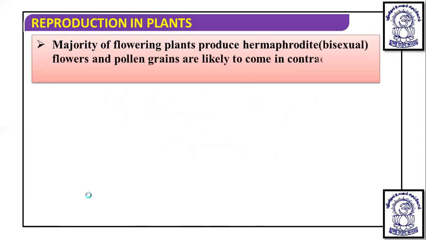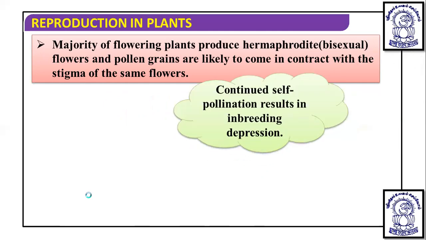it is known that the majority of flowering plants produce hermaphrodite, bisexual flowers, and pollen grains are likely to come in contact with the stigma of the same flower, and self-pollination will occur majorly. This continued self-pollination results in inbreeding depression, meaning no variation. But some devices promote cross-pollination, and the first one is dichogamy.